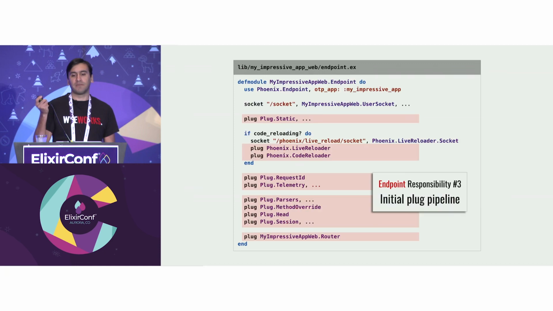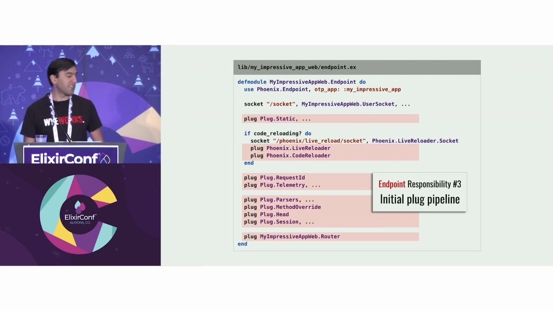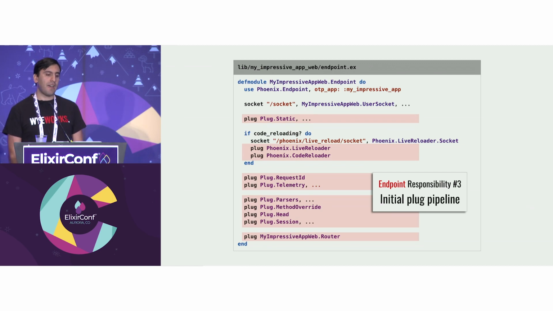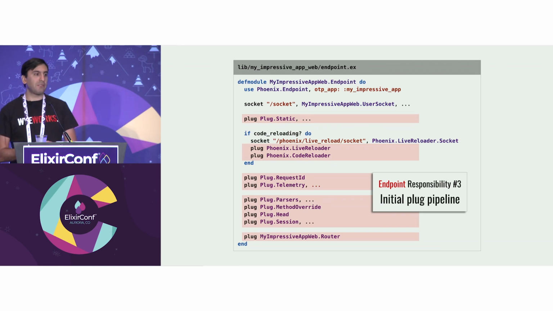It's not internal. We were just looking at the code of the endpoint module, and before that the application module. Most of the code that we can see here leads to the next topic of this talk, which is the plugs. Because the responsibility number 3 is to define an initial plug pipeline.